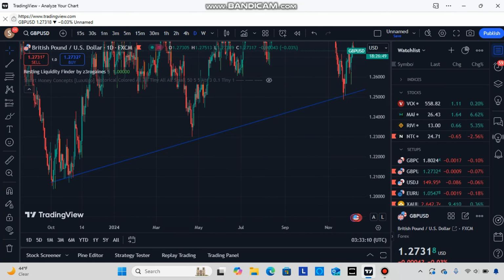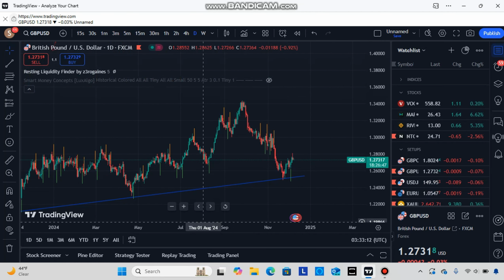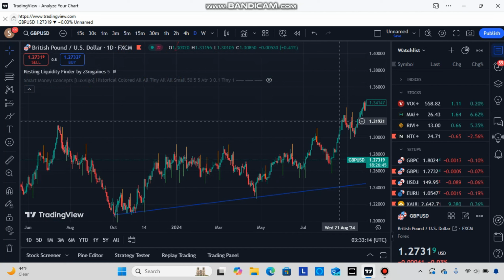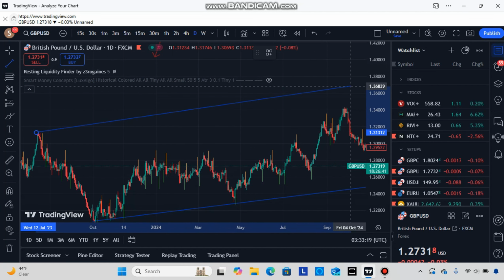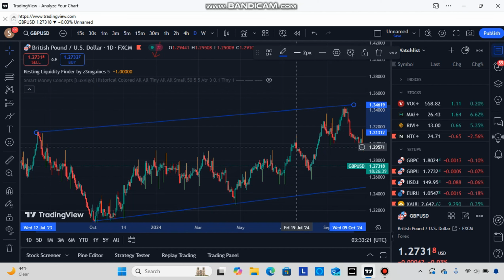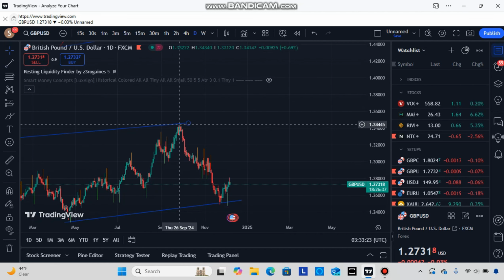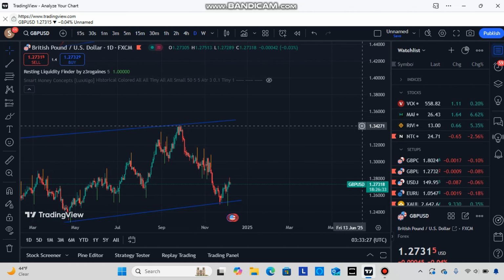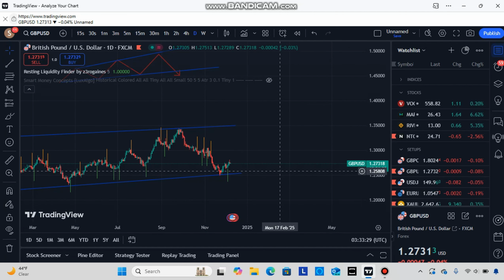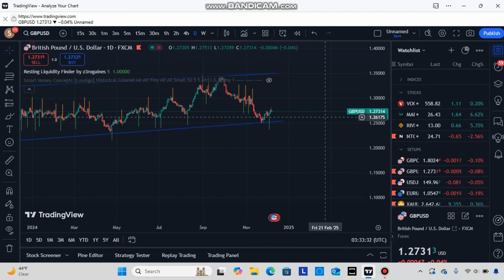So that would be my trend line. And you ain't gonna see a top trend line all the time. You're gonna see it sometimes. I'll use this one. So this is called a flag pattern. I'm gonna explain the flag and the wedge pattern too.